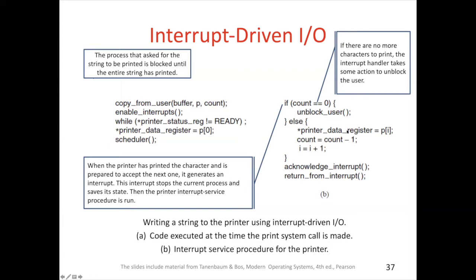As the content of the printer data register is set as p[i], count is decremented by 1, and i is incremented by 1.